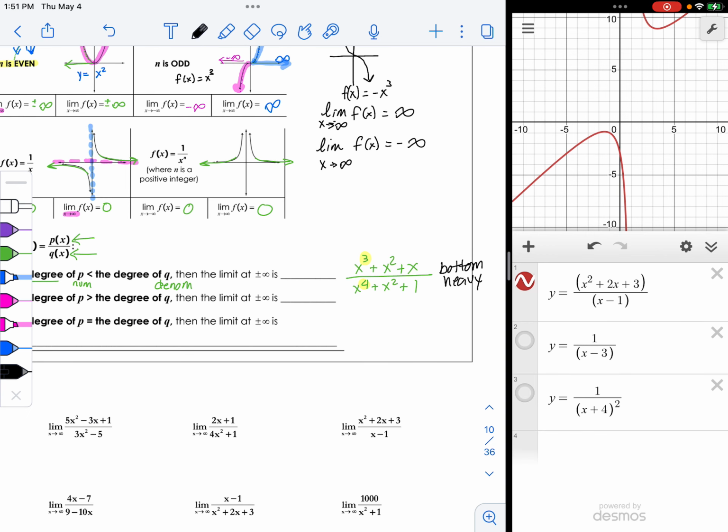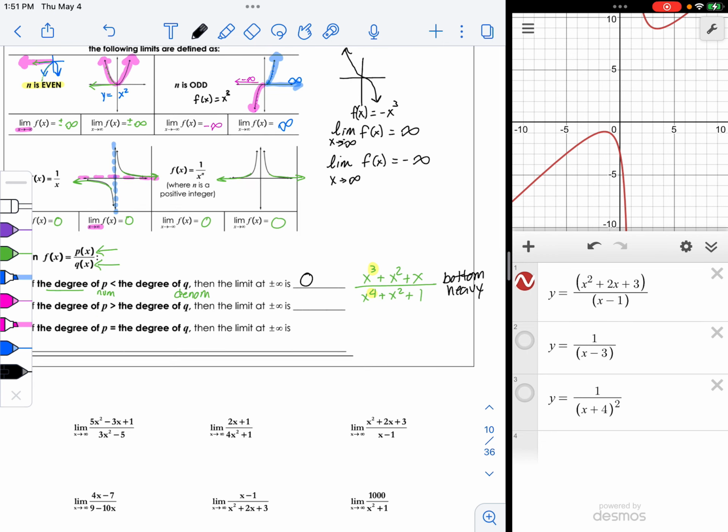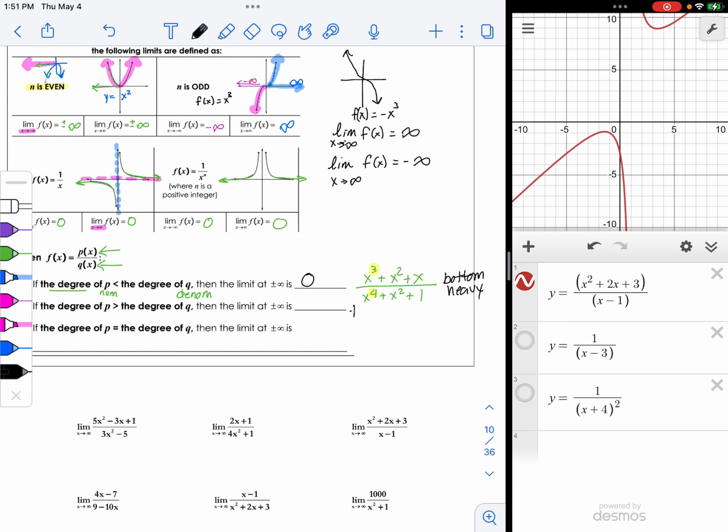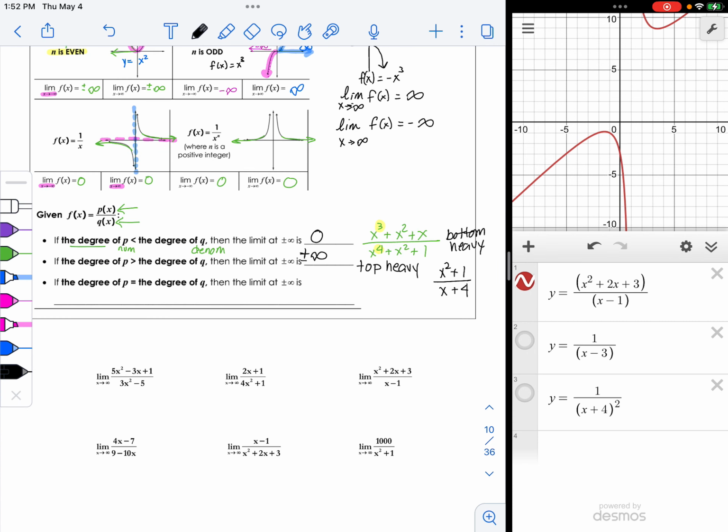Your horizontal asymptote will always be at 0. So your limit as x goes towards positive or negative infinity is always going to be at 0. Now on the flip side of this, we have something that's called top heavy, when the degree of your numerator is larger than the degree of your denominator. Then your limit is either going to be at positive infinity, depending on what your graph looks like, or it could be at negative infinity. So my best suggestion whenever you have a top heavy graph is to actually look at the graph, and we'll do one of those here in a moment.